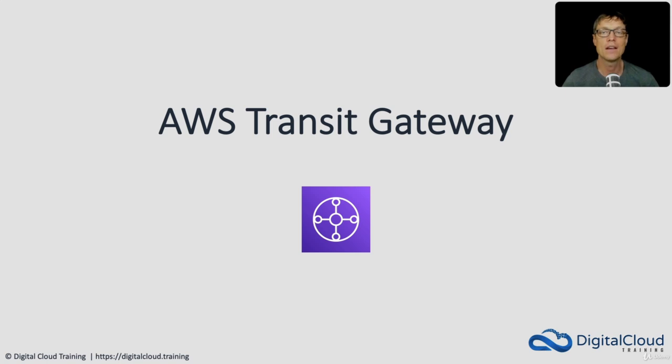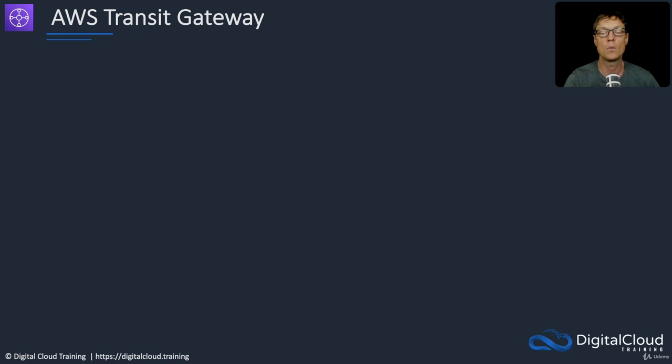AWS Transit Gateway is a really awesome service. It's described by AWS as being a cloud router, and it connects VPCs and on-premises locations together using a central hub. So let's have a look at what this means.